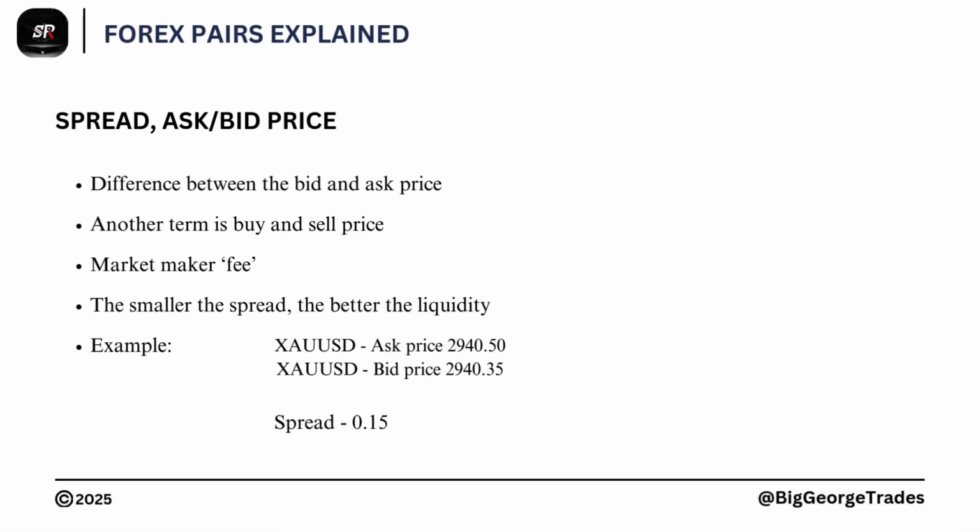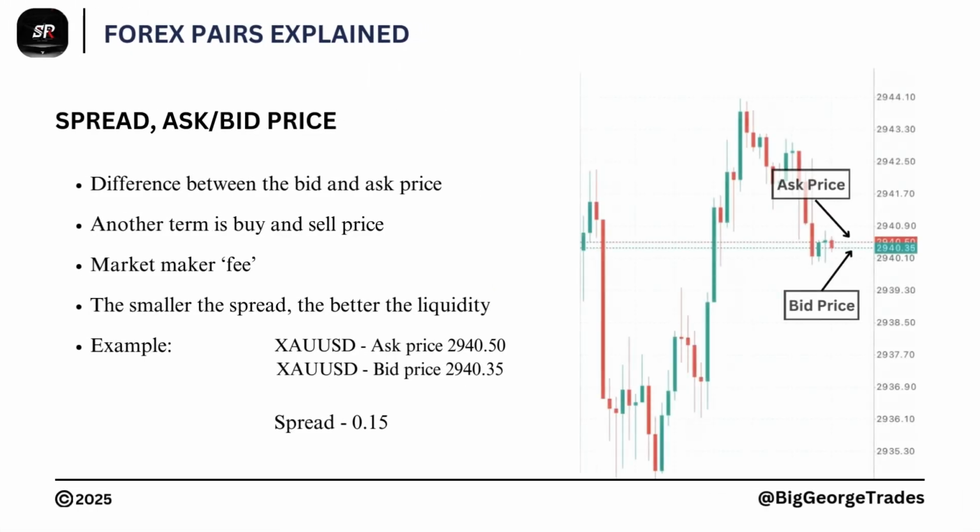Let's talk more about spreads. Basically, spread is the difference between the bid and the ask price. The chart I'm showing is the XAU USD, that's the gold chart.